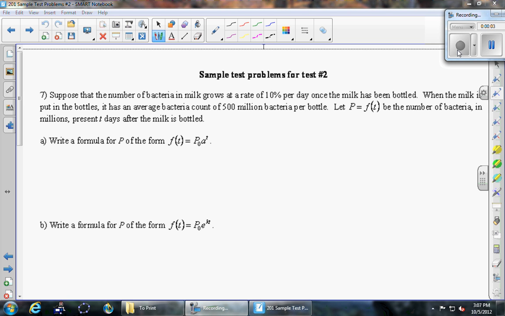This is problem number 7 on the sample test problems for test number 2. Suppose that the number of bacteria in milk grows at a rate of 10% per day once the milk has been bottled. When the milk is put in the bottles, it has an average bacteria count of 500 million bacteria per bottle. Let P equal f of t be the number of bacteria in millions present t days after the milk is bottled. A, write a formula for P of the form f of t equals P0 a to the t.